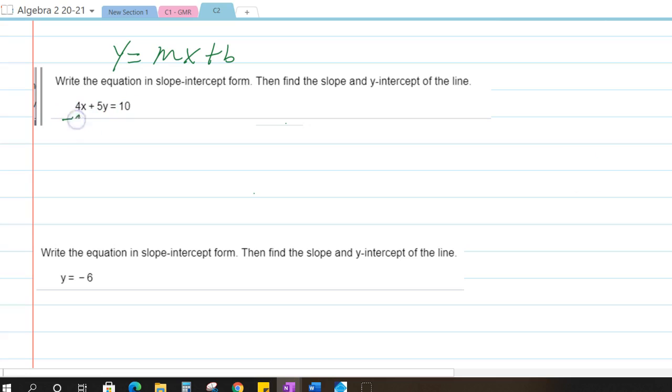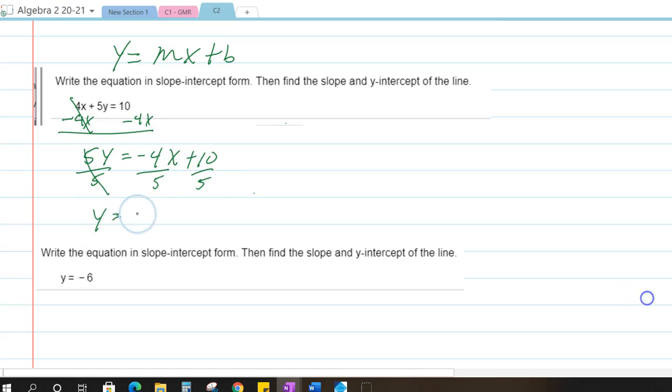First, I'm going to subtract 4x. What you do to one side, you do to the other. Cancels out. 5y is equal to negative 4x plus 10. Now, what's happening to the y? It's being multiplied by 5. The opposite of multiplying is to divide. What you do to one side, you do to all of the other side. Cancels out. That gives you y is equal to negative 4/5 with an x behind it, and 10 divided by 5 is 2.